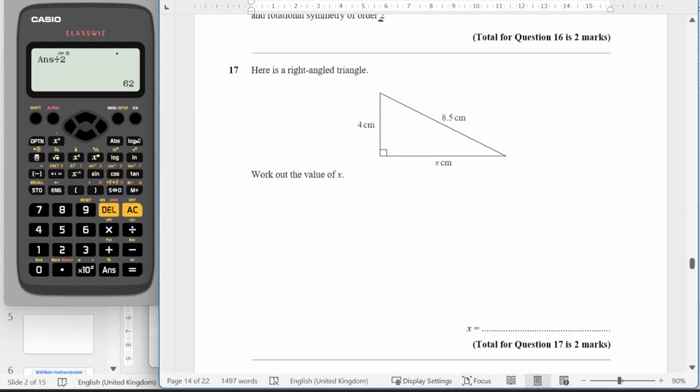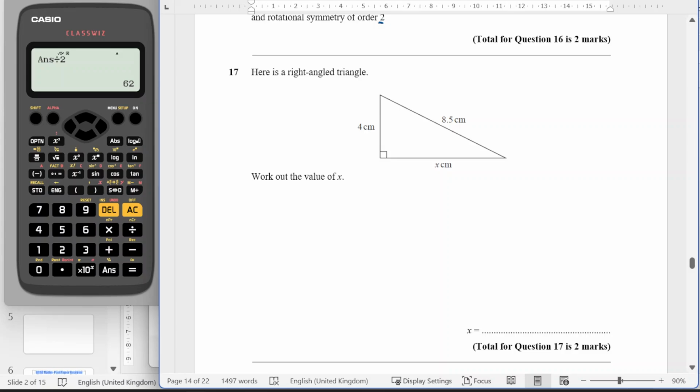Okay, and question 17, work out the value of x. Lots of students miss out this first step. Whenever you've got a right angled triangle, you need to consider what we got in the question. In this question, we are looking at a relationship between three sides. So 3 sides is Pythag, 2 sides and an angle is trig. A lot of students on a calculator paper, as soon as they see a right angle, assume trig. This is going to be Pythag, where we were working out one of the shorter sides.